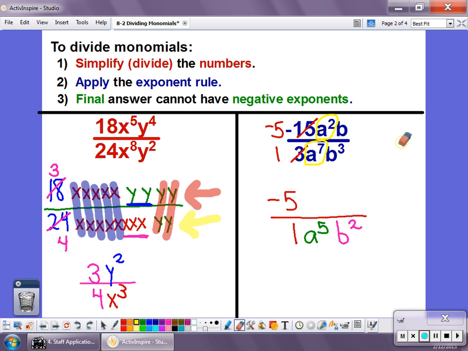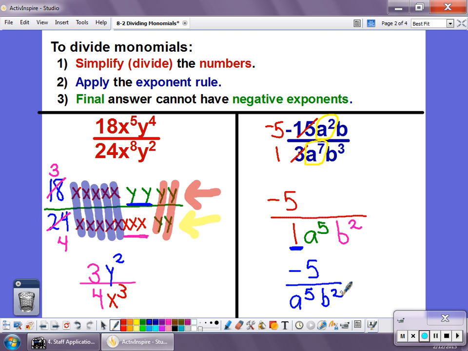Now, sometimes following rules is a little bit tricky because they get confusing, but it definitely will still give you the same answer as long as you do it correctly. And as always, we know this 1 here is extra. We don't really need it, so if you want to write your final answer, you could simplify it and just have -5 a to the 5th over b to the 2nd.